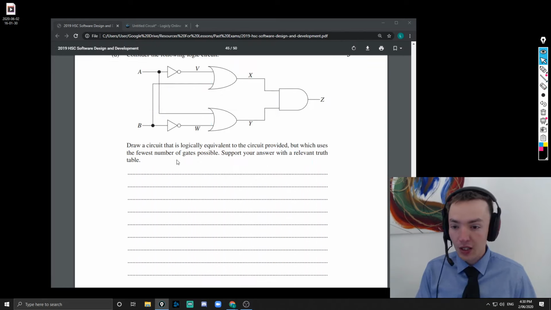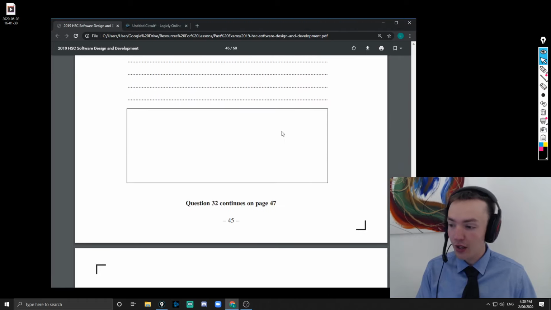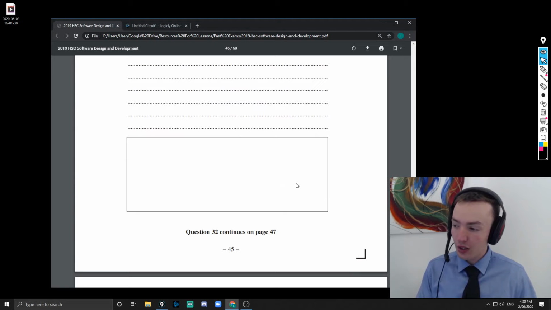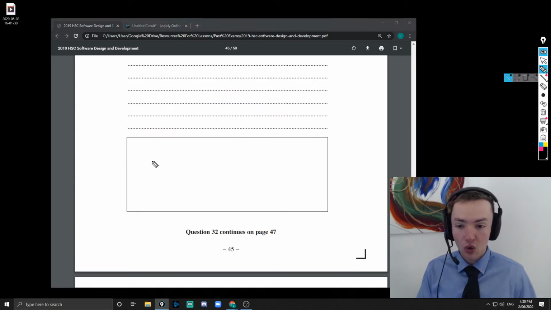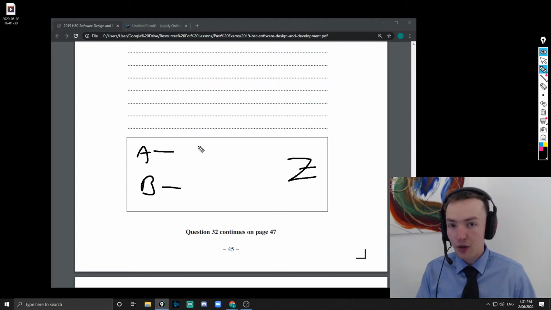As you see here, they give you space to write stuff, and then they give you space to draw a diagram. So you'd want to draw the logic gate diagram in here, in this case the XNOR. You'd want to draw A and B as inputs, and you draw Z over here. And then remember to draw the XNOR.